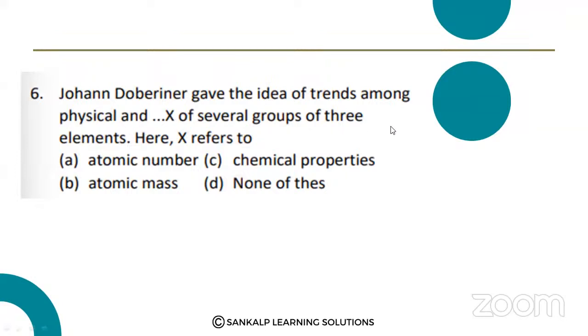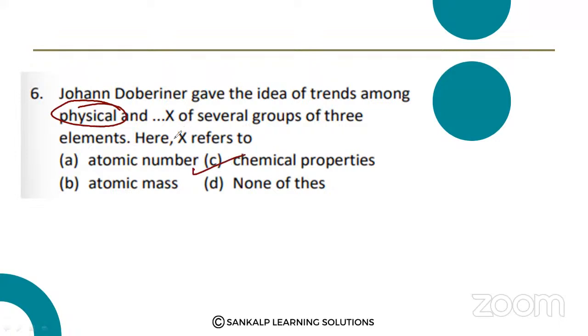Johann Dobereiner gave the idea of trends among physical and dash of several groups of 3 elements. Here dash refers to what? So based on what idea of trends did he give? Atomic mass, ma'am. Option B. Dobereiner arranged based on physical and what properties? Chemical properties. Yes, it is chemical properties.